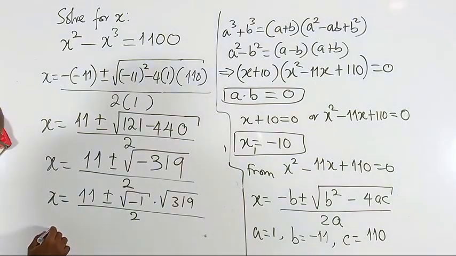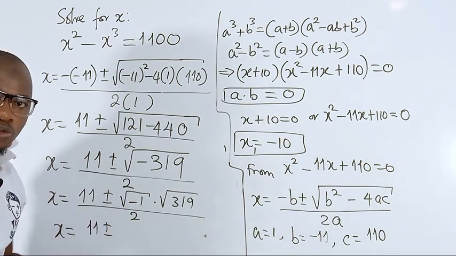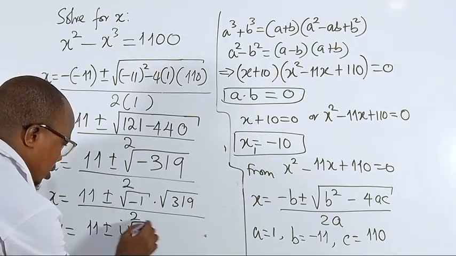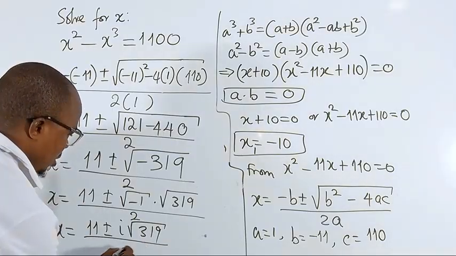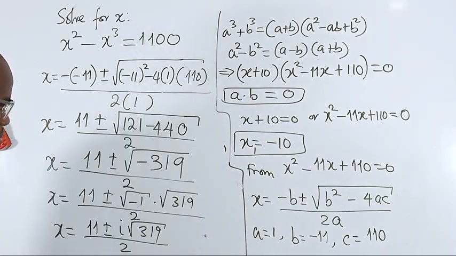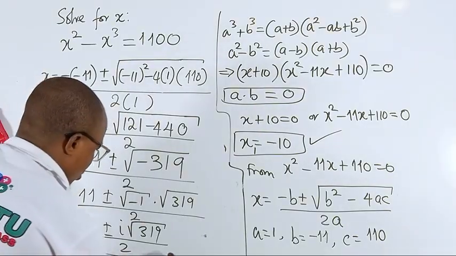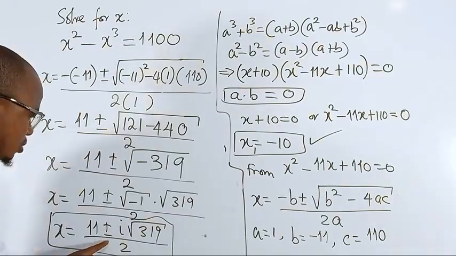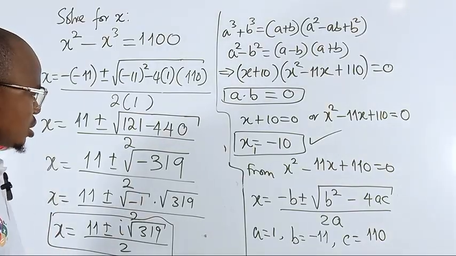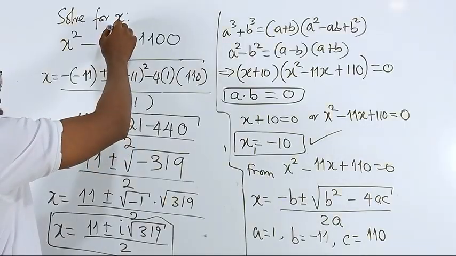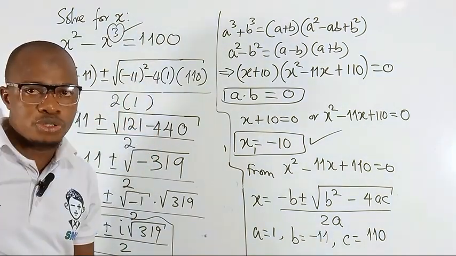Now lastly we have x equals 11 plus or minus. The square root of minus 1 is i, so you put i here. Then the square root of 319, understood? Then divided by 2. So from there, we have this, and we have this also. You can see that we have plus or minus. It's telling us this is one solution, this is another solution, making 3. And we can see that the highest power of x is 3 here, which tells us that we have to get 3 possible solutions.